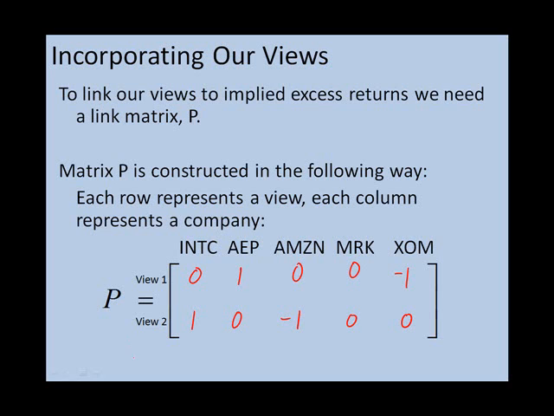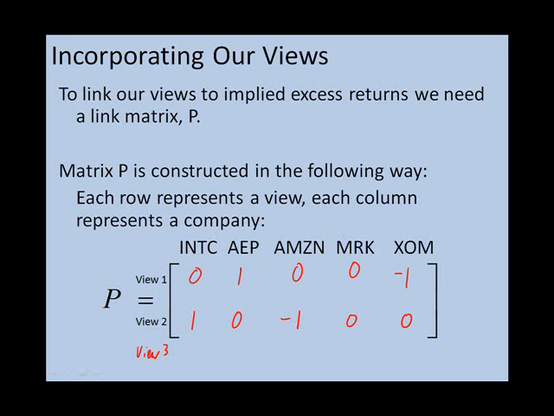Now suppose we had a third view. And the third view was that an equally weighted portfolio of Intel and Amazon would outperform an equally weighted portfolio of Merck and ExxonMobil by 1% per month. How would we incorporate this view? We are positive about Intel and Amazon and negative about Merck and ExxonMobil.